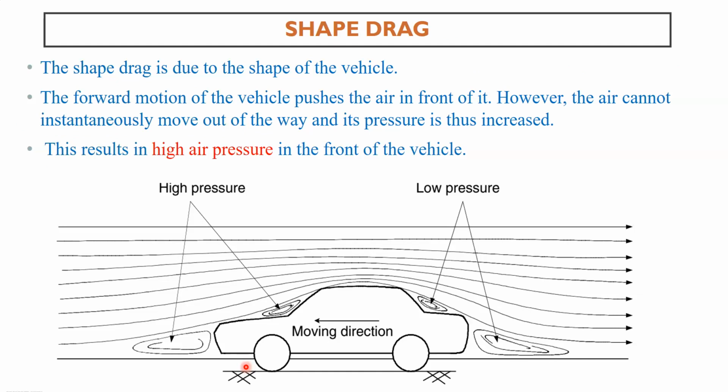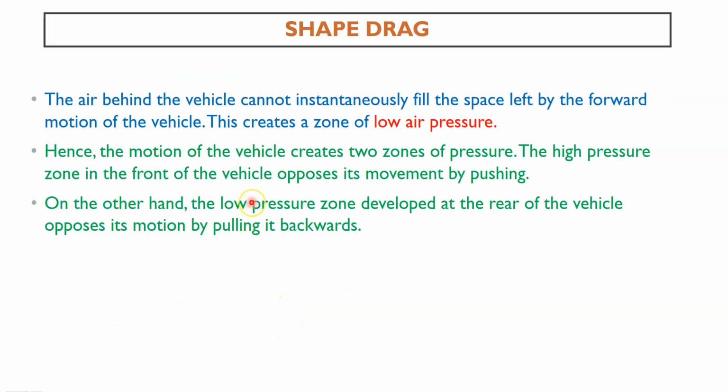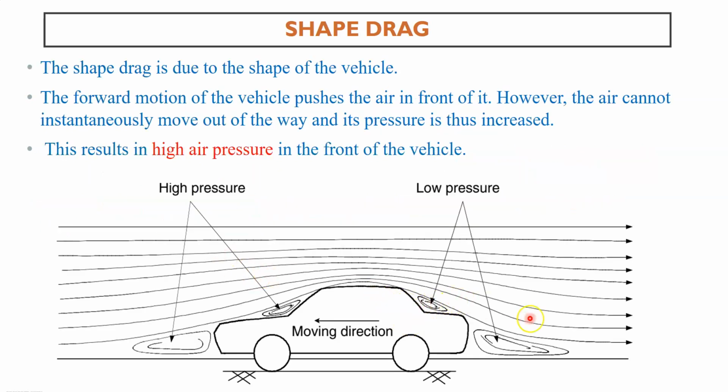That is, the forward motion of the vehicle pushes the air in front of it. However, the air cannot instantaneously move out of the way and its pressure is thus increased. So during the forward motion, in the front part of the vehicle, there is a high pressure area. And the air behind the vehicle cannot instantaneously fill the space left by the forward motion of the vehicle. This creates a zone of low air pressure. So here the back side of the vehicle is low air pressure, the front side is high air pressure.